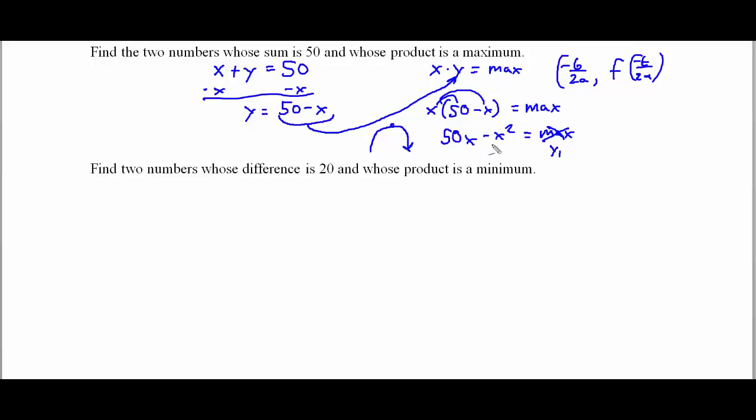Now, in this equation, my a is negative 1 and my b is 50. So negative b, this is negative 50, divided by 2 times a, I get negative 50 divided by negative 2. So x is going to be 25. At 25, I am at the maximum height of this parabola. So my number is 25. And if I go 25 plus y equals 50, then my answer for y is also 25.